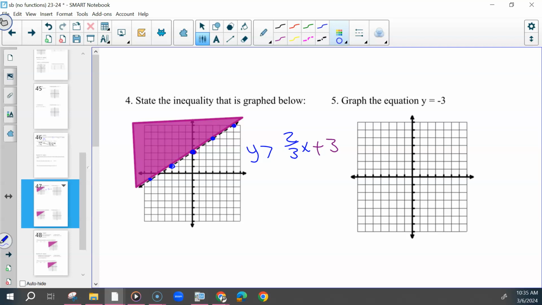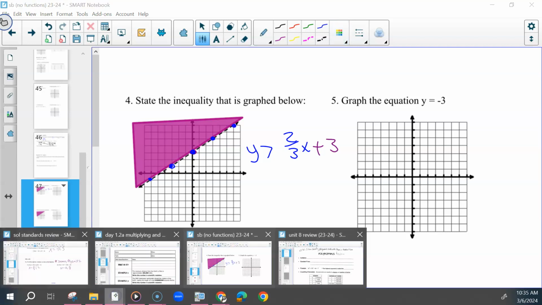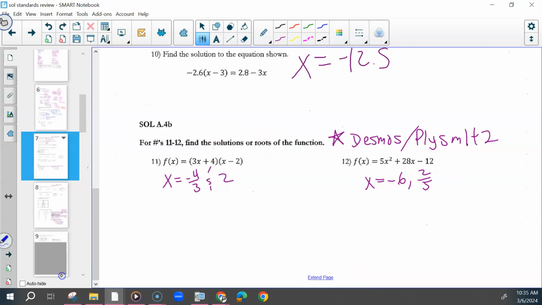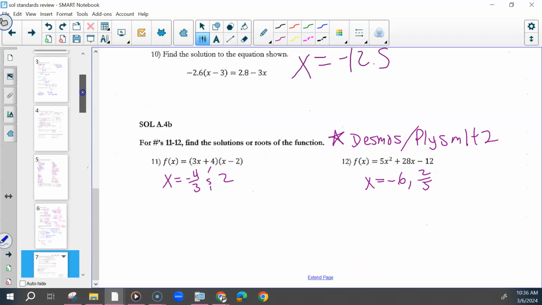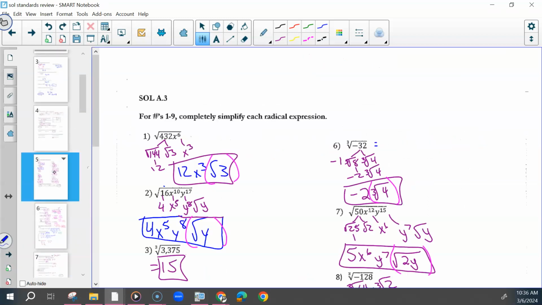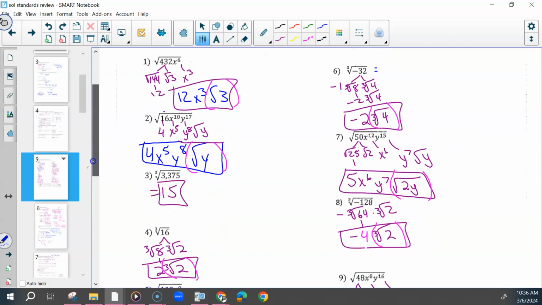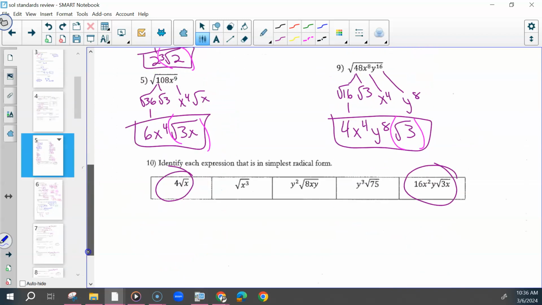Okay. We're going to go over the SOL A4A and B questions. Who's gonna do this and take pictures of it for me? Because I don't know. Oh wait, but I can't put them in because she sees how many. Okay. I can read.